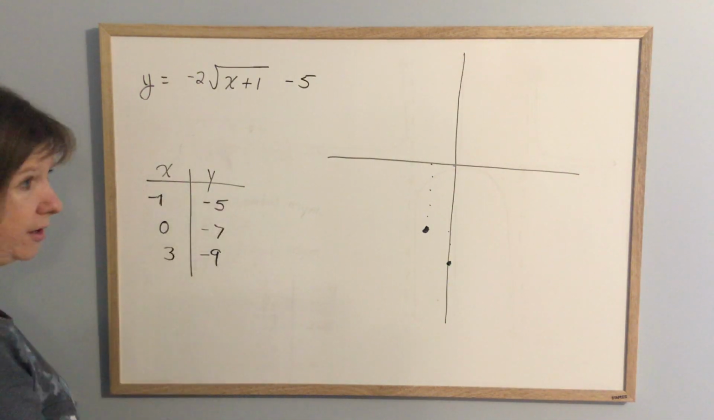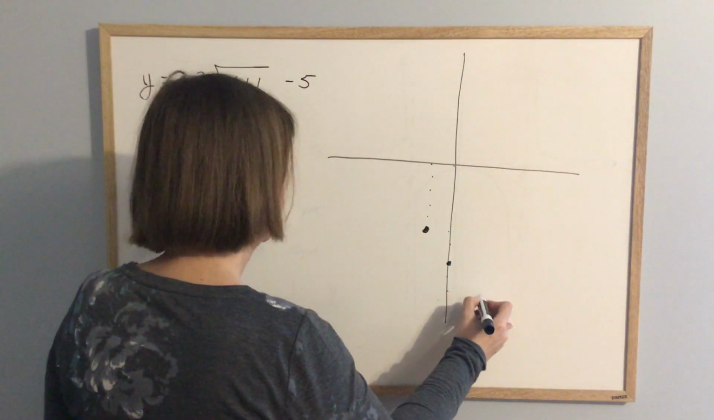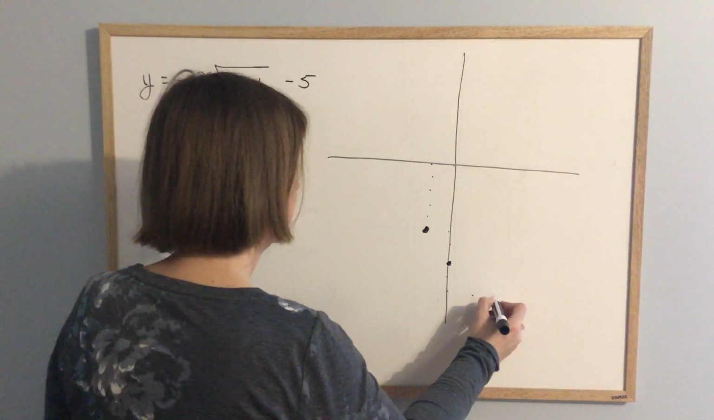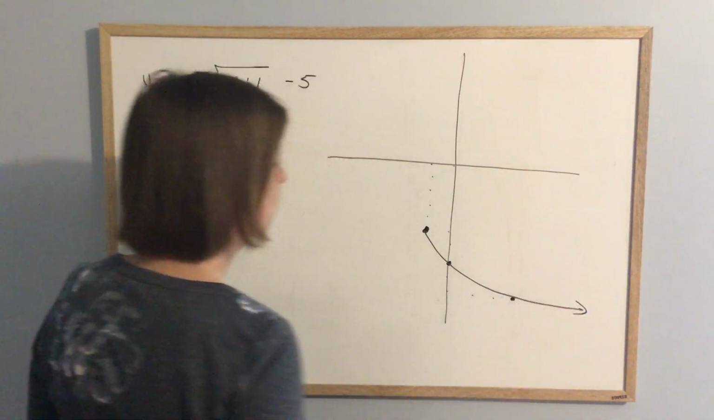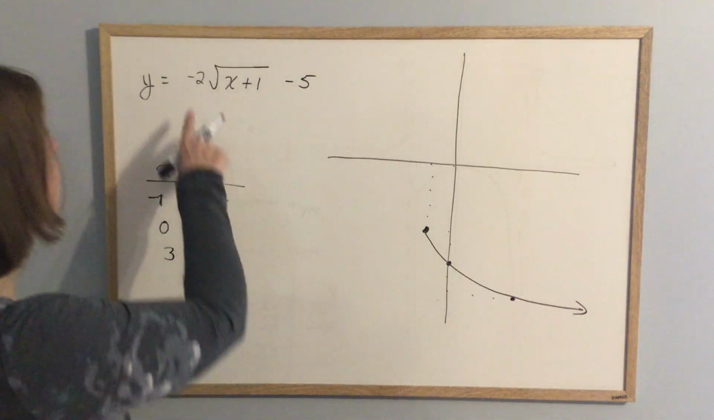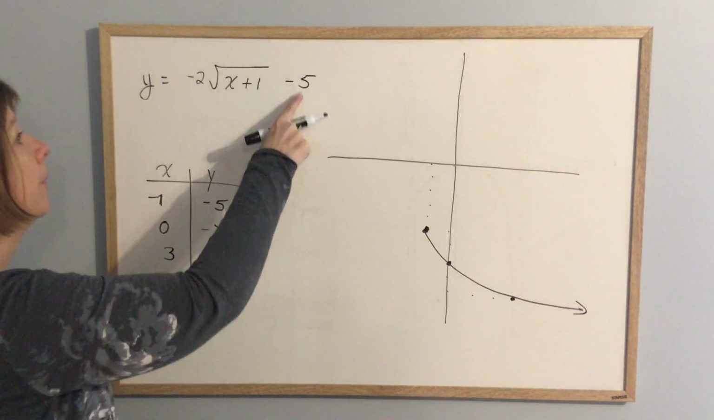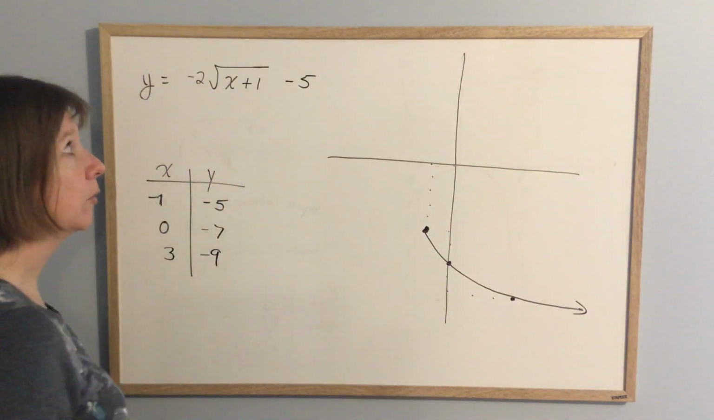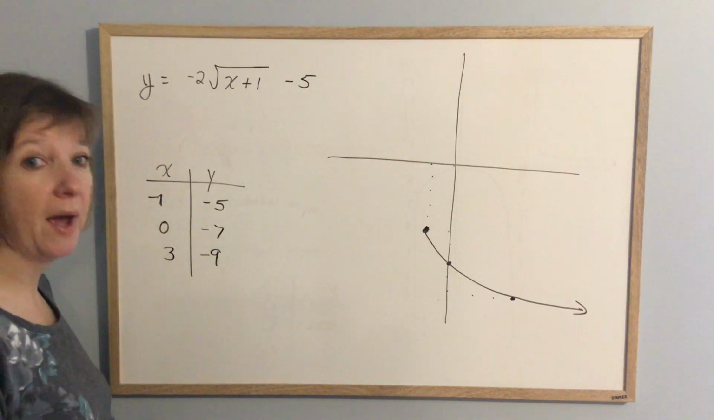I'm seeing a pattern here with my y's now. So 7, 8, 9, but that's at 1, 2, 3. So what's happening is it's looking like that. Again, because it's negative, I knew it was going to be going down, not up. The minus 5 meant that everything was moved down 5. The plus 1 meant that everything was moved back 1.